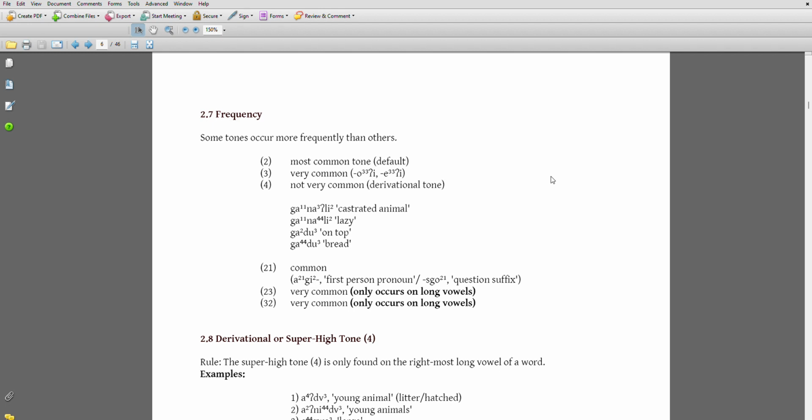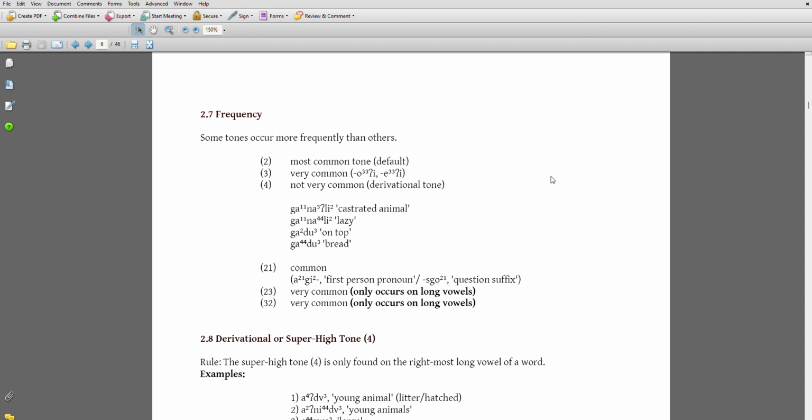Frequency. Some tones occur more frequently than others. The two tone is the most common tone. That's why it's called the default. And it's also the most that you see in most words too. Three is very common. You see it a lot on the suffix endings o, e, e. And four, not very common as far as traditional words, but it is used very commonly for deriving words from other words. That's why it's marked as a derivational tone.